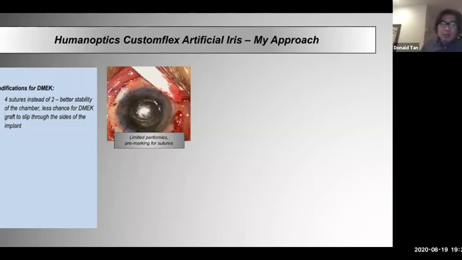I've modified this approach for DMEK. And the major modification is that I use 4 sutures. Now, this doubles your operating time, but doesn't make it any more difficult, just makes it longer. But if I have a suture in each quadrant, and these are mattress sutures, then this implant is really very, very stable. And it will not tilt.